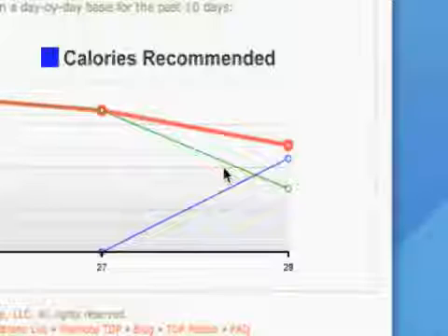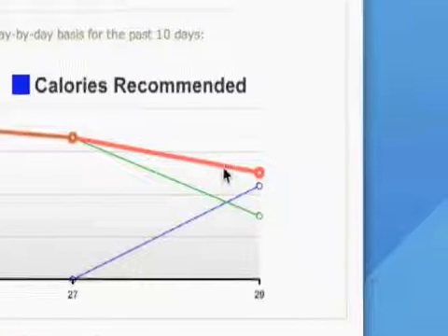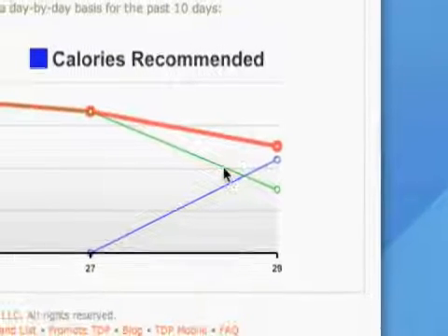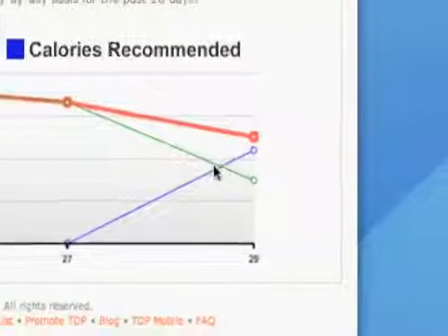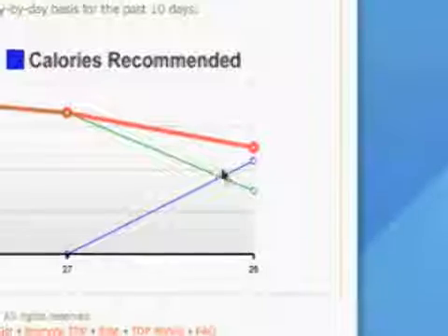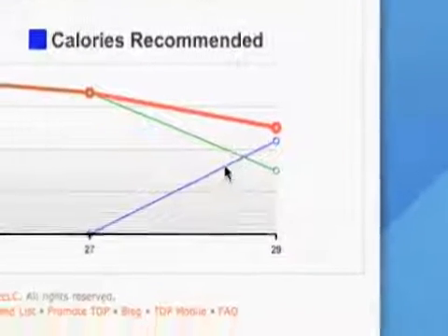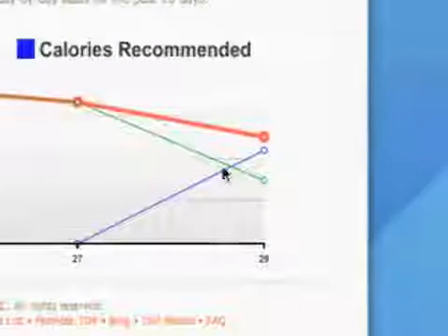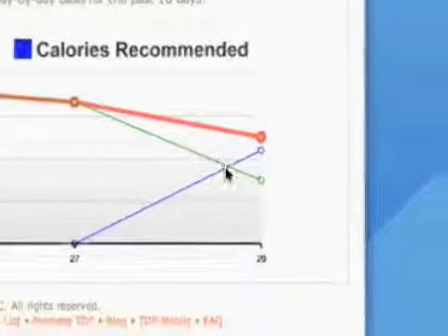So you can kind of get an idea. You want your calories consumed, ideally, and at least your net calories to be below your calories recommended, because you want to be below your target goal, or at least right at it. So you want these two lines to be below this one.